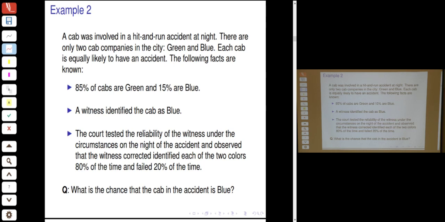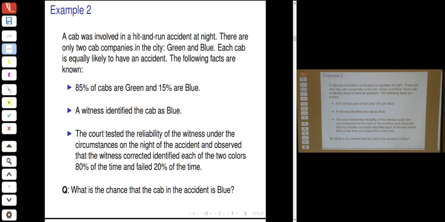The court tested the reliability of the witness under the conditions, and the reliability of the witness is of the following form. The witness correctly identified each of the 2 colors 80% of the time and failed 20% of the time. So, the question is, what is the chance that the cab in the accident is actually blue? So, there are cabs of 2 colors, green and blue, and one of them was identified in a hit and run accident. So, no one knows what was the exact color of the car. There is only one witness. This witness identified the fleeing cab, absconding cab as blue.